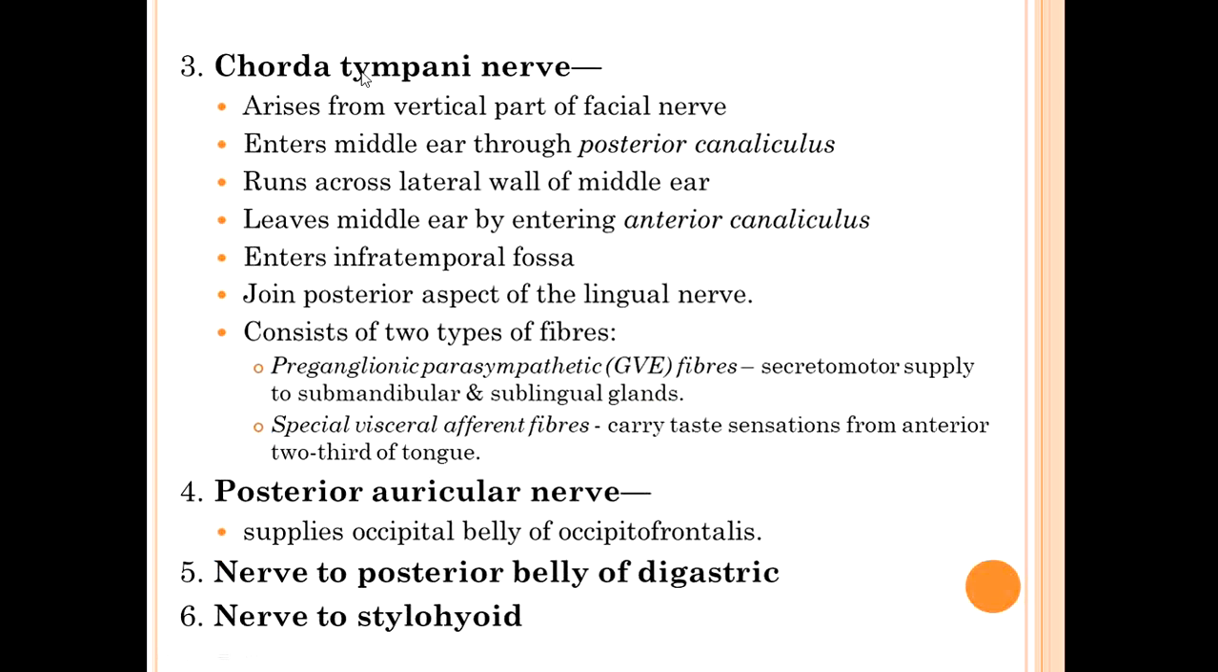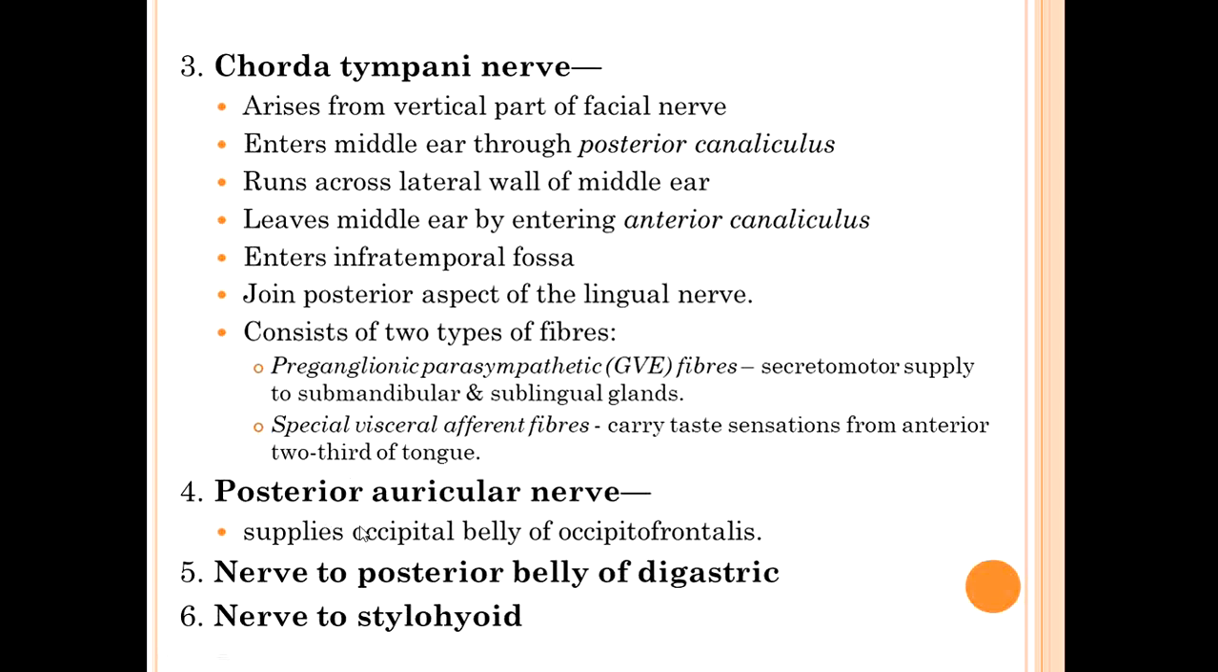Now another nerve is the chorda tympani nerve, which is arising from the vertical part of the facial nerve. It is entering the middle ear through the posterior canaliculus. It will run across the lateral wall of the middle ear. It leaves the middle ear by entering the anterior canaliculus. It will enter the infratemporal fossa, and in the infratemporal fossa it will join the posterior aspect of the lingual nerve. Okay, it consists of two types of fiber: preganglionic parasympathetic fiber, that is general visceral efferent, which supplies the secretomotor fibers to the submandibular and sublingual glands, and special visceral afferent fibers carry the taste sensation from the anterior two-thirds of the tongue.